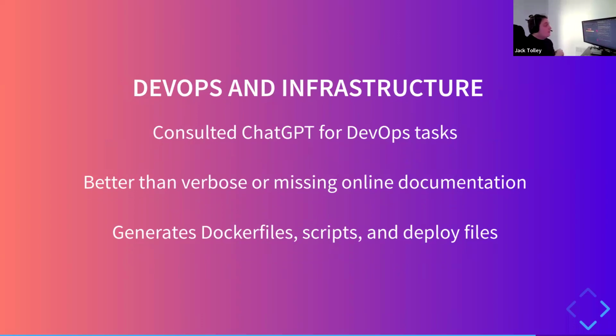Cool. I deploy my apps to a personal Kubernetes cluster, and ChatGPT is amazing here. My experience of finding information online about how to do something DevOps-wise is that it's either missing or incredibly verbose. In my limited experience, I haven't found a better way than consulting with ChatGPT. If you've been scared of DevOps before, I would recommend trying this out.